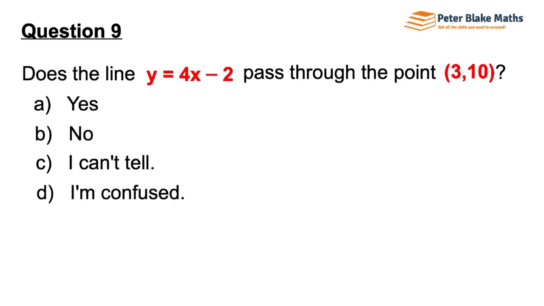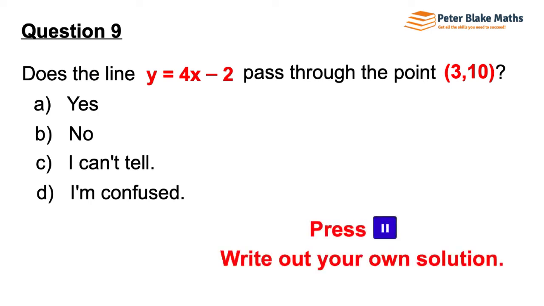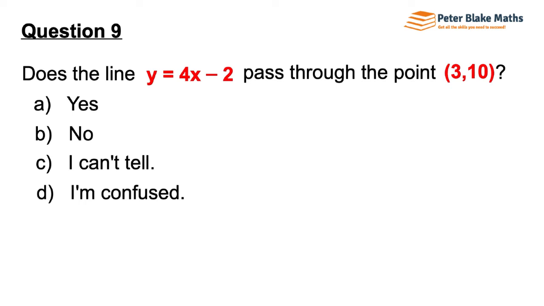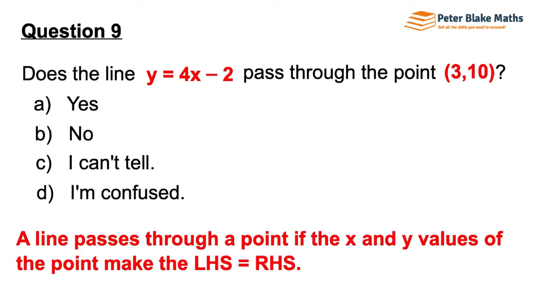Question 9. Does the line y equals 4x minus 2 pass through the point (3, 10)? The line passes through a point if the x and y values of the point make the left-hand side equal the right-hand side. So we're going to take the x value of 3 and the y value of 10, our coordinates, and put them in and see if it makes y equals 4x minus 2 work properly, or create a left-hand side equals right-hand side situation.